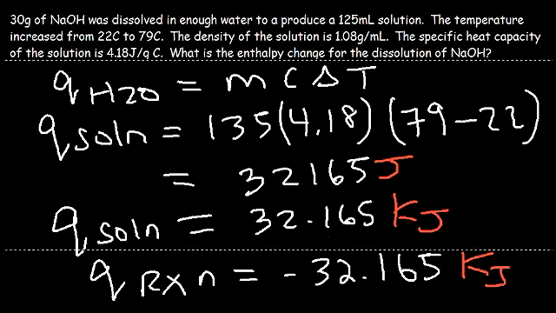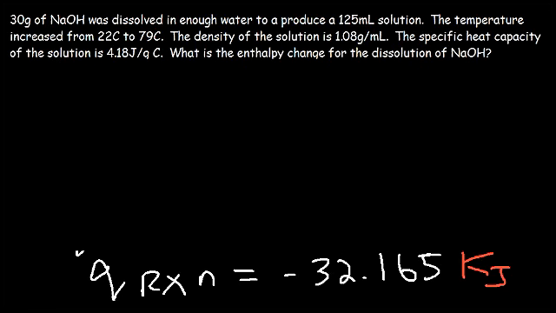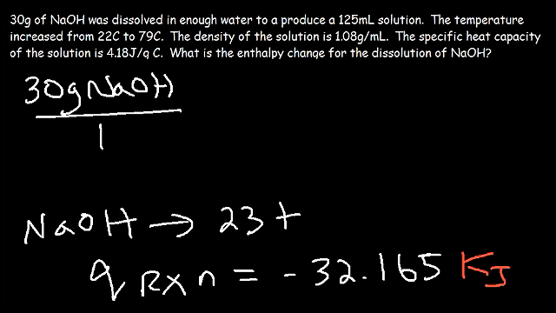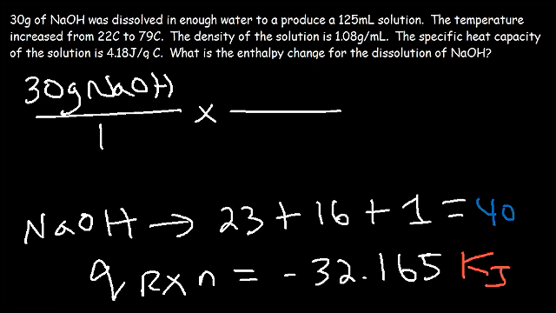So now that we have that, let's calculate the moles of sodium hydroxide. So we have 30 grams of NaOH, and to convert grams to moles, we need to use the molar mass found in a periodic table. So the atomic mass of sodium is about 23. For oxygen it's 16, and the atomic mass of hydrogen is 1. 23 plus 16 plus 1 is 40. So the units for the molar mass is 40 grams per mole. That means that 1 mole of sodium hydroxide has a mass of 40 grams.